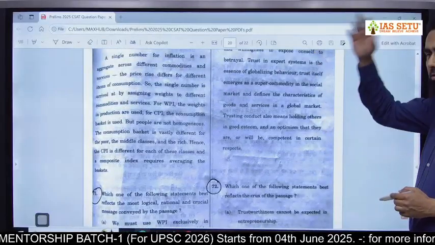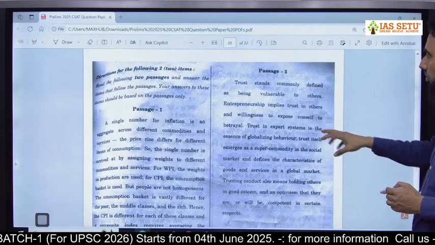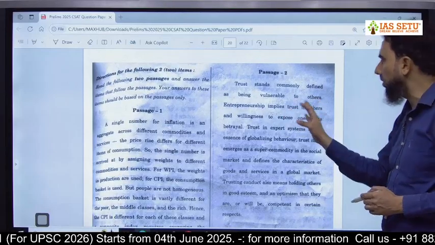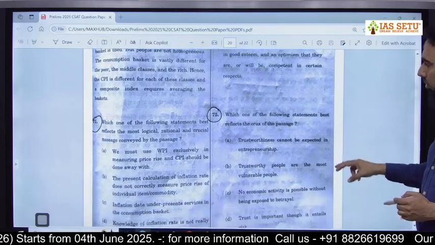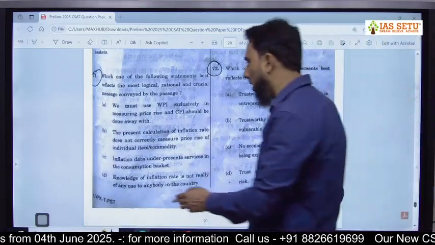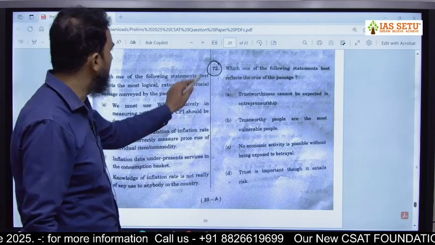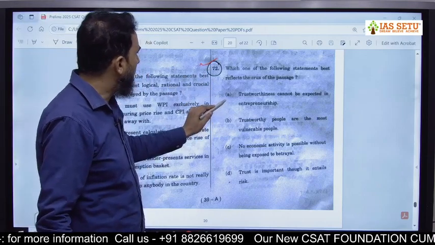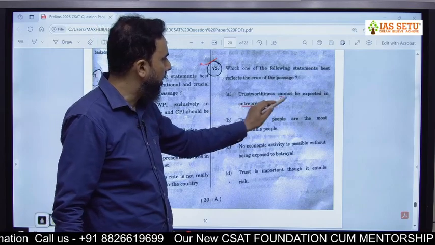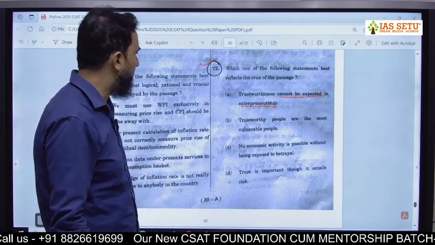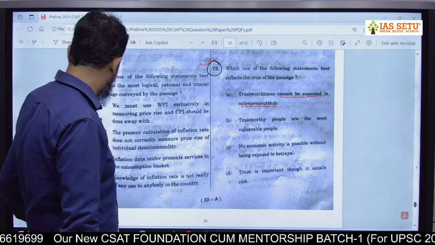So these are the last three passages which have only one question based on them. Like question number 71, we have this passage: trust stands commonly defined as being vulnerable to others. Then it talks about entrepreneurship and conduct. What is the crux of the passage? The last question, number 72. Now option A, trustworthiness cannot be expected in entrepreneurship. There is no support for this, that it cannot be expected.